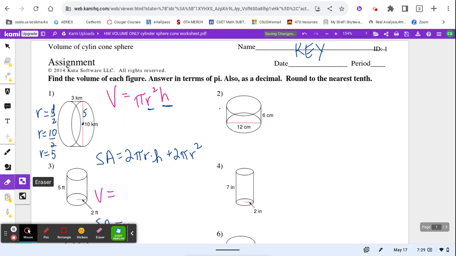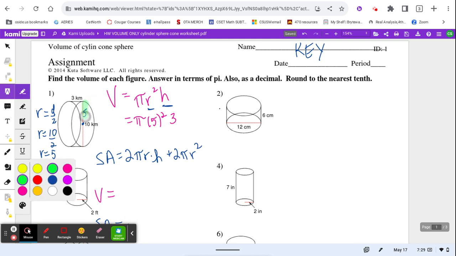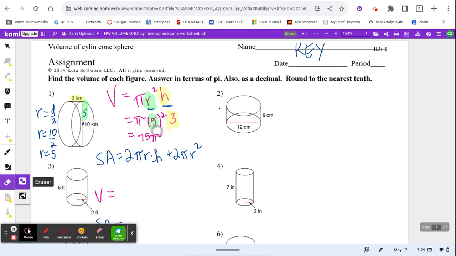Sorry, let me use the same color here. So we're going to say pi times 5 squared times our height. And so here is our radius. And here is our height. So we just multiply that. 5 squared is 25. 25 times 3 is 75. So our first answer in terms of pi is 75 pi.